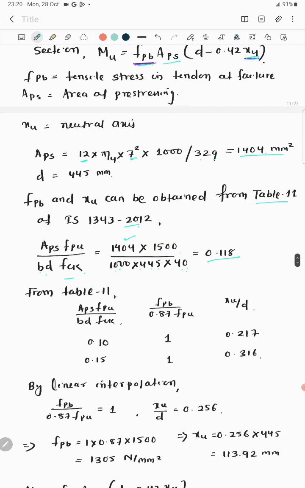So from Table number 11, for a value of 0.1, this value FPB by 0.87 FPU is 1 and Xu by D value is 0.217. Similarly for 0.15, this value is 1 and this value is 0.316. So we can do linear interpolation because we want to find the corresponding value of FPB and Xu by D for 0.118. So it will be here 0.118. This value will be 1, and Xu by D value we got from linear interpolation, which is 0.256.